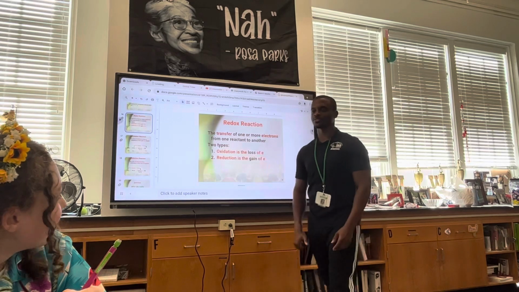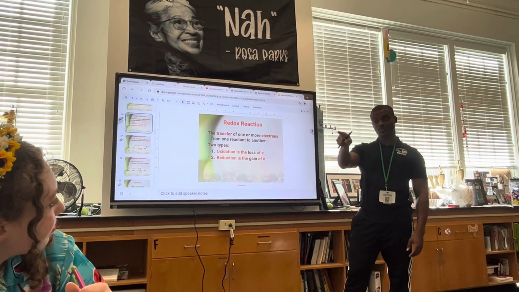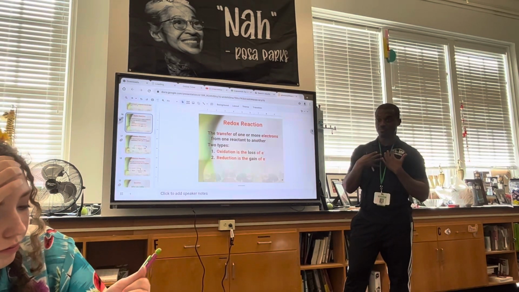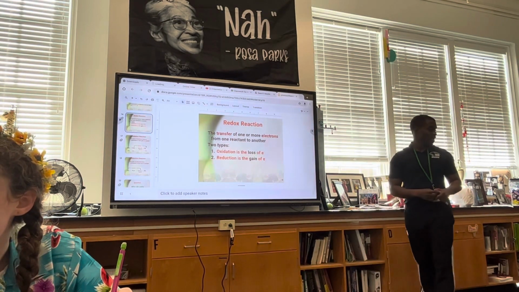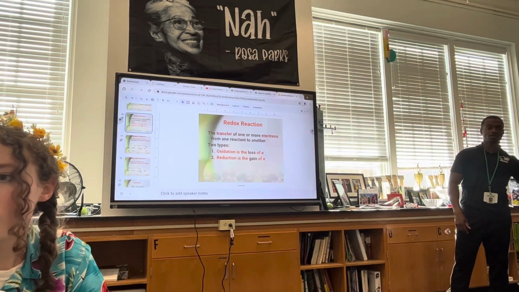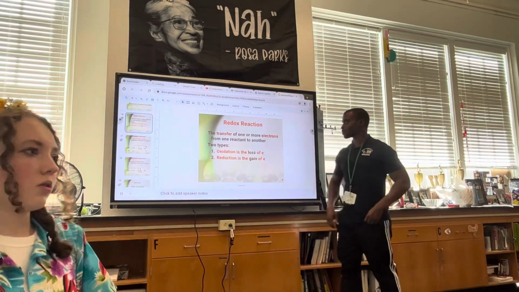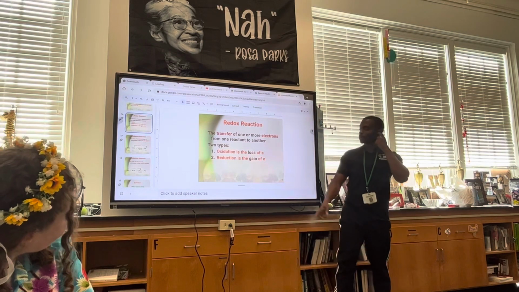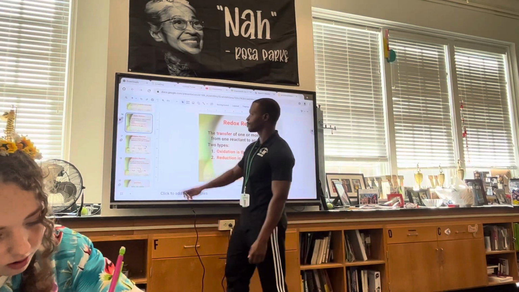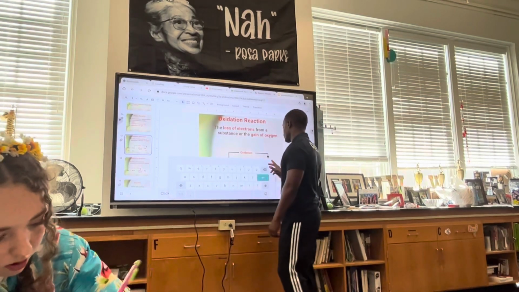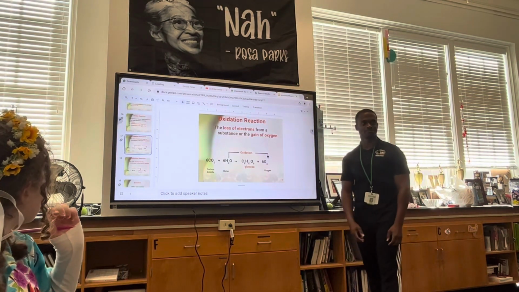Is that oxidation or reduction for me? It's reduction for you because you gained the electron. It's oxidation for me because I lost the electron. Give it to somebody else. Every time I say switch, we're going to pass the electron. Whoever has the electron at the end of class gets bonus points. Oxidation is the loss of the electron. Reduction is the gain of the electron. Every time we say the word electron, you pass it.